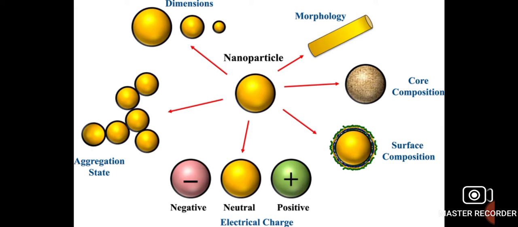First one is size. The final pathway of nanoparticle entry into the endothelial cells by transcytosis is determined by the initial step of endocytosis. Nanoparticles with a size smaller than 200 nanometers have more chances to efficiently cross the blood-brain barrier.